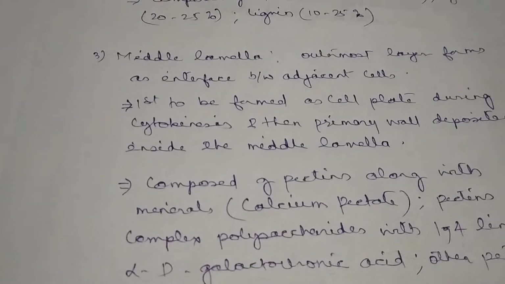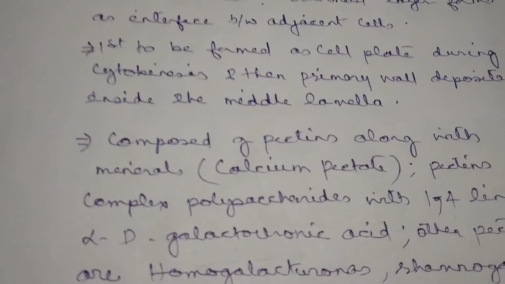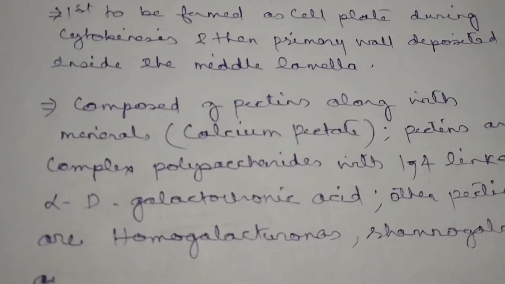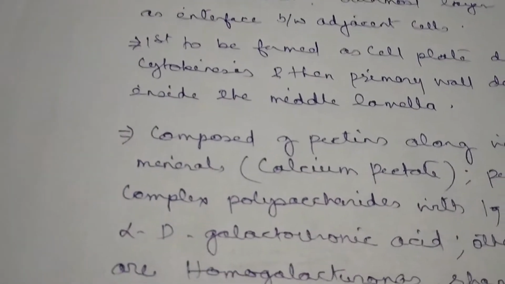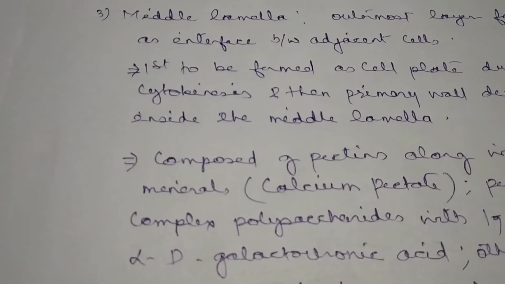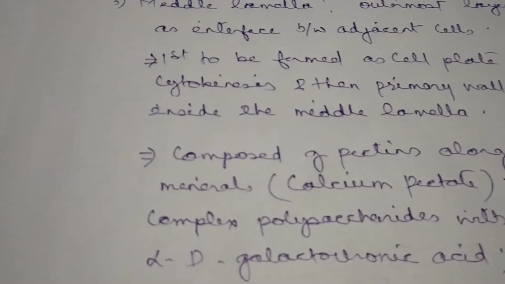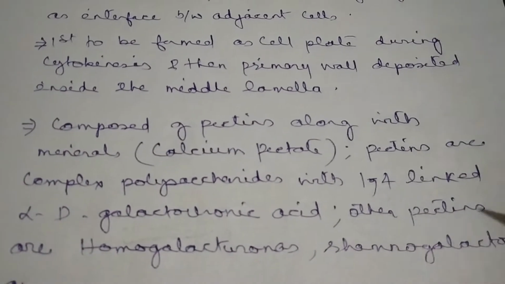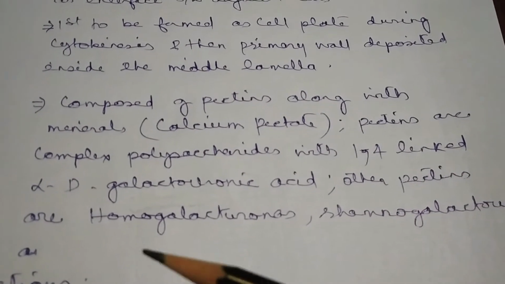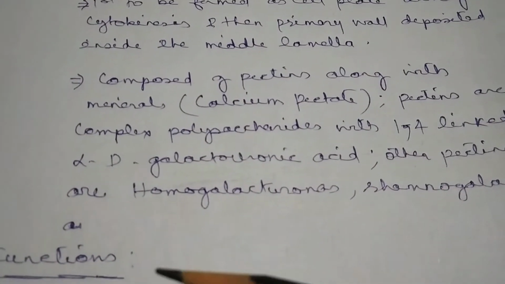but the compound here is galacturonic acid, which is important. And this alpha-D-galacturonic acid is the most important and most predominant pectin found in the cell wall. There are other pectins which are also found like homogalacturonan, rhamnogalacturonan, etc.